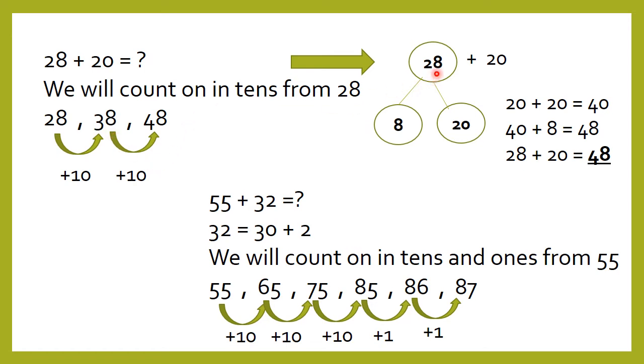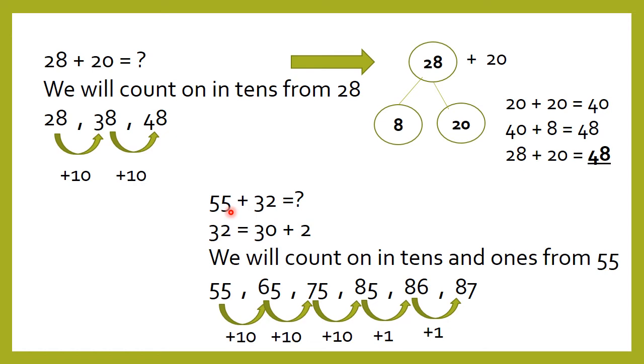Or you can simply break the number. Let's break 28 into two numbers, 20 and 8. Now 20 plus 20 is 40, and 40 plus 8 is 48. So 28 plus 20 is 48. So you just have to check whether you have to count on in ones or you have to count on in tens.